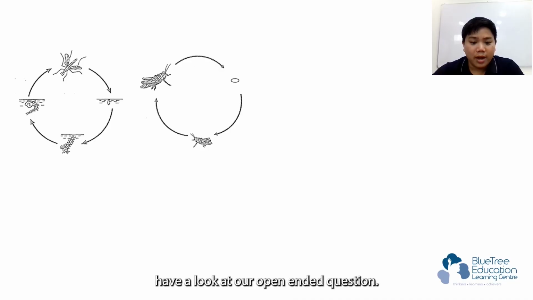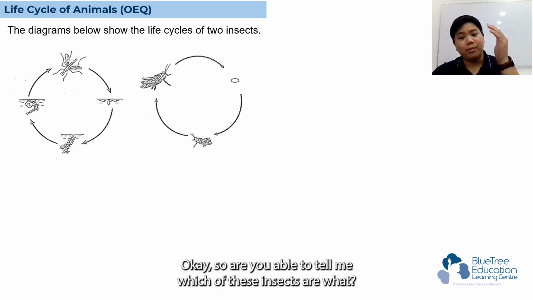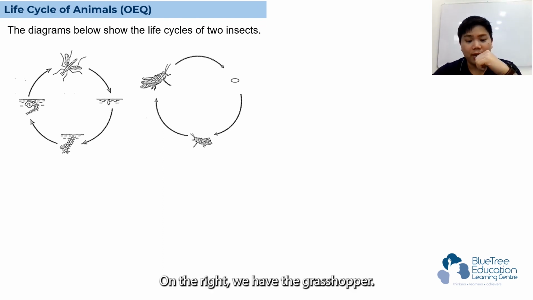Now let's have a look at our open-ended question. The diagrams below show the life cycles of 2 insects. Are you able to tell me which of these insects are what? On the left we have the mosquito. On the right we have the grasshopper.